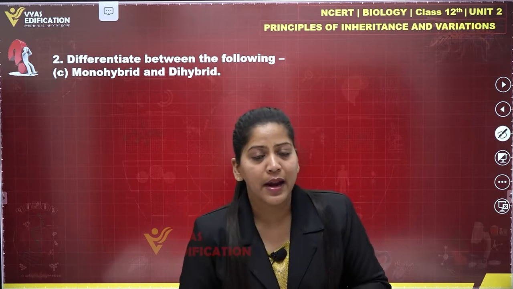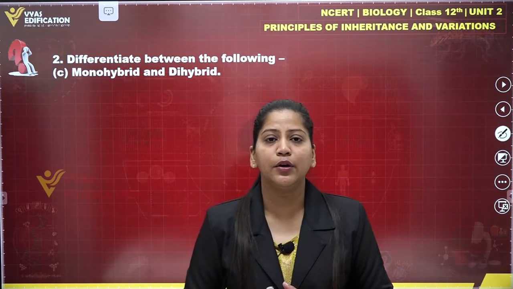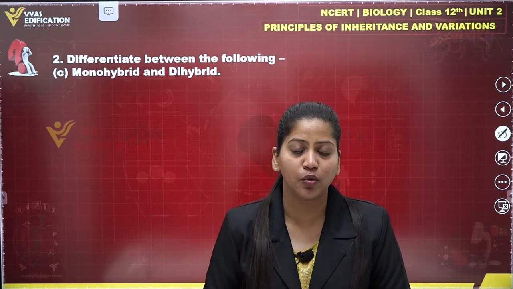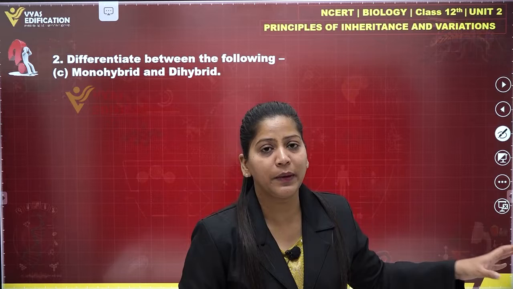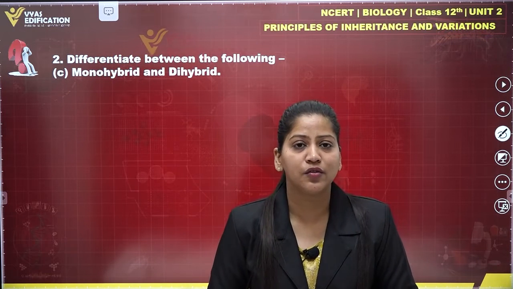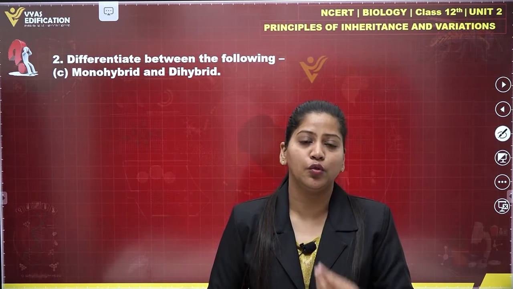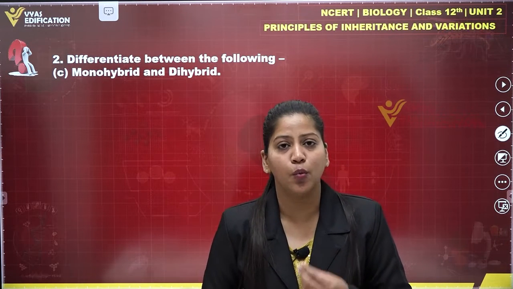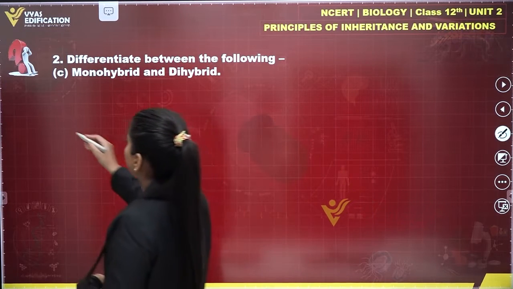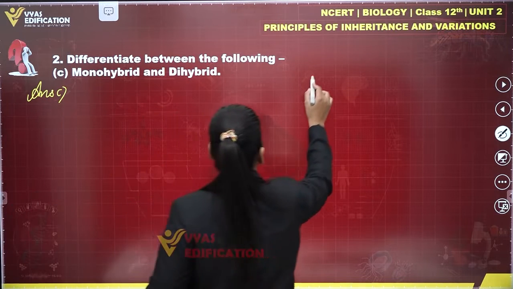9:3:3:1. Whereas if we talk about the genotypic ratio in both of these, then monohybrid cross has a 1:2:1 genotypic ratio, whereas the genotypic ratio of dihybrid cross is larger, such as 1:2:2:4:2:1:2:1. So this is a large ratio. Now we are going to write the differences between monohybrid and dihybrid on the screen.